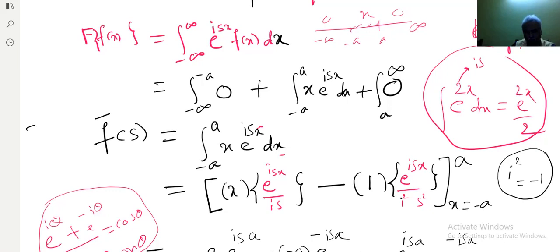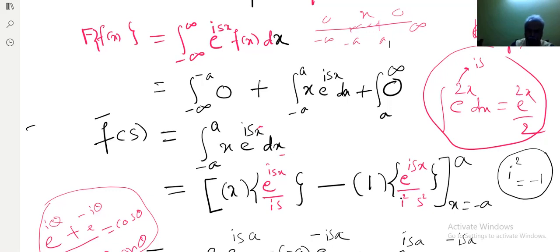Integration of the function, just like e raised to 2x. I told you, with respect to x the remaining all behave as constant. So that e raised to 2x upon 2, just like that. Once again if you integrate, one more i s will come down and multiply here, so that is e raised to isx by is. Go on integrating this, second integration e raised to isx by i square s square.